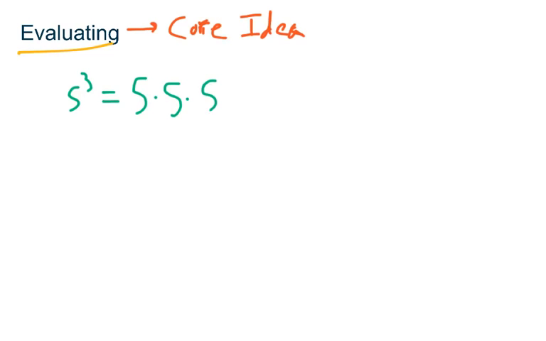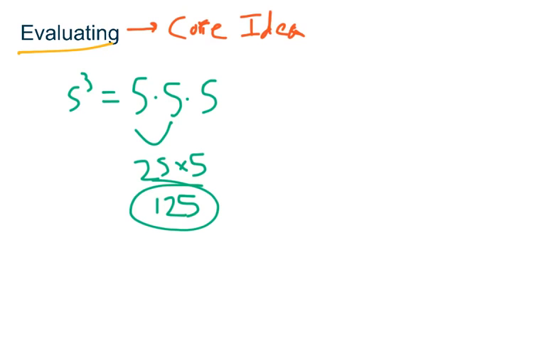All right, finally, let's talk about evaluating. And this all goes back to the core idea. All right, these are repeated multiplication. And as long as we keep that in the back of our mind, we should be successful. Now, if you see that word evaluate, that means you actually need to crunch the numbers. Okay, so if we were to do something like 5 to the 3rd, that means you need to go 5 times 5 times 5. Well, 5 times 5 is 25, and then we'll times it by 5 again, and that gets us 125. And so that's how we would evaluate it.